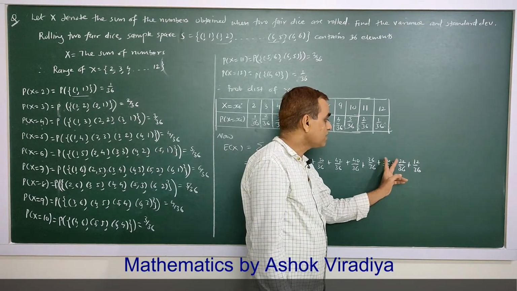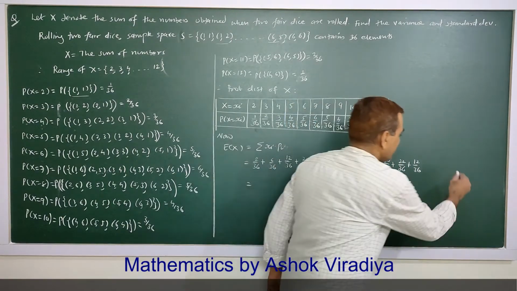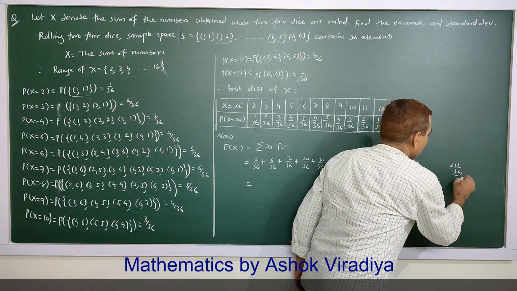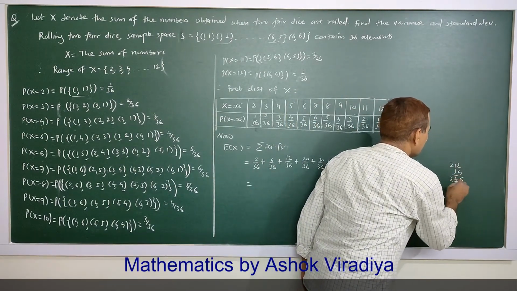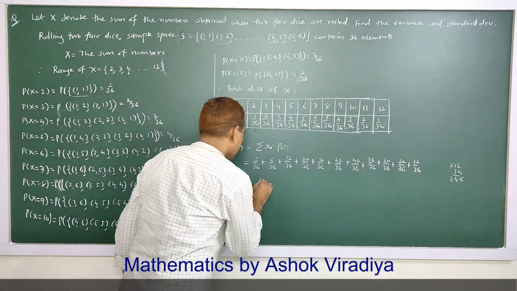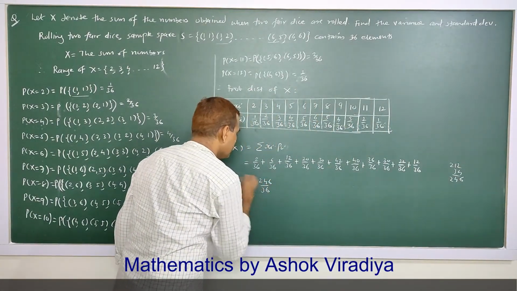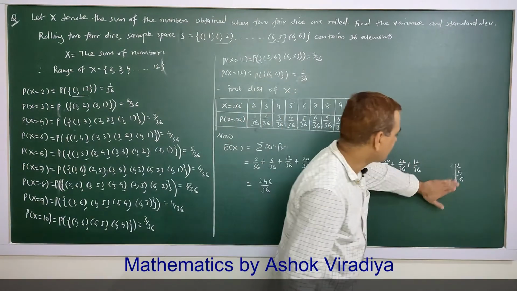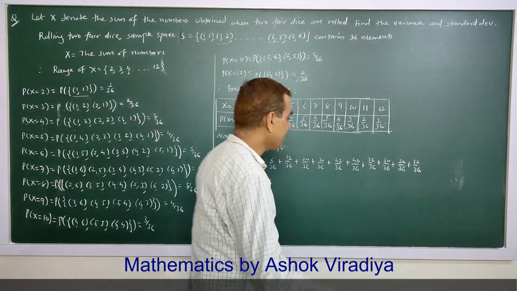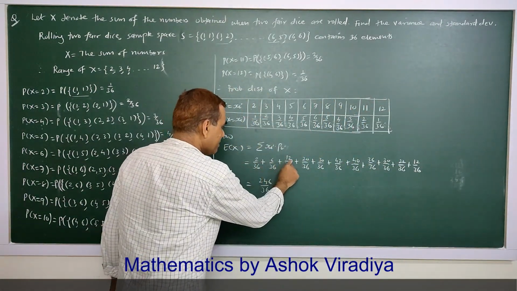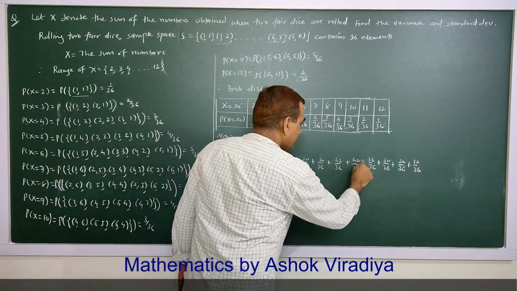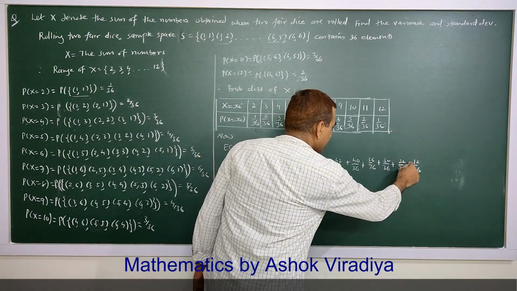212 plus 34, that is 246. So 246 by 36, that is the total. Check once again: 2 plus 6 is 8, 8 plus 2 is 10, 10 plus 2 is 12, 12 plus 6 is 18, 18 plus 2 is 20, 20 plus 2 is 22.